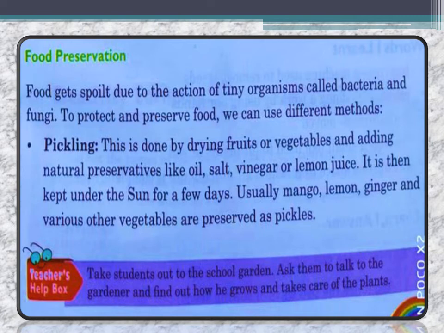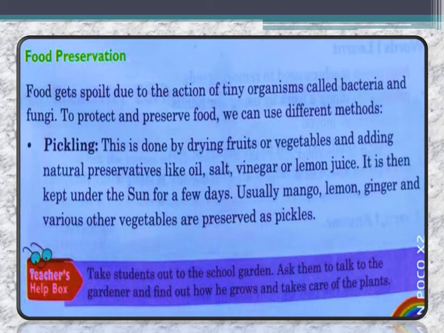Now we have the topic food preservation. You must have seen food spoiling. Why does food spoil? It gets spoiled because of tiny organisms called bacteria and fungi. So bacteria and fungi make the food spoil.